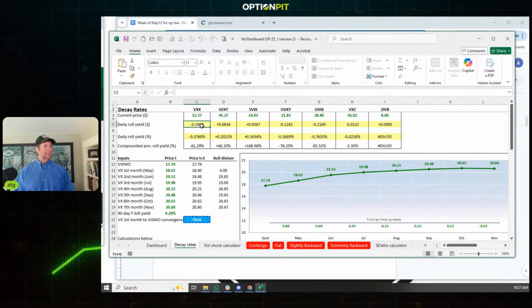VXX is decaying at about $1 per week. SVIX is decaying upward about 50 cents a week. SVX is a nickel a day, 25 cents a week. UVXY is decaying downward at 60 cents a week, and UVIX is about $1 a week. The inverse products take a long time to get where they came from. So what you do is you trade the roll yield. You learn to trade the roll yield, and that makes life easier.